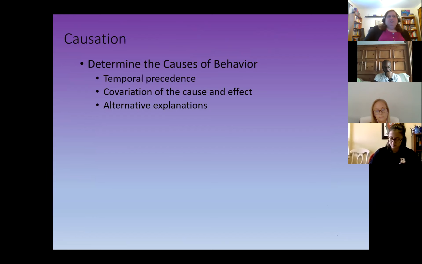Okay, so causation. When you want to determine the causes of behavior, first thing you need is temporal precedence, which means you have to show that the cause happens before the outcome. Next, you have to show covariation of the cause and effect. This means if the cause occurs, the effect occurs. And just as importantly, if the cause does not occur, the effect does not occur.